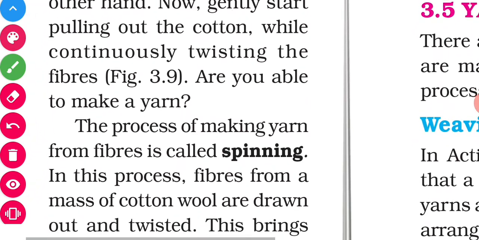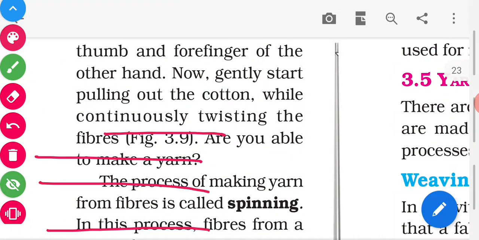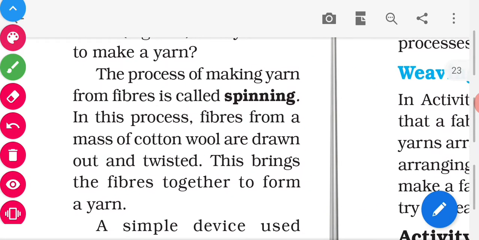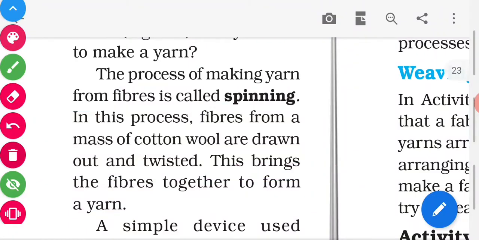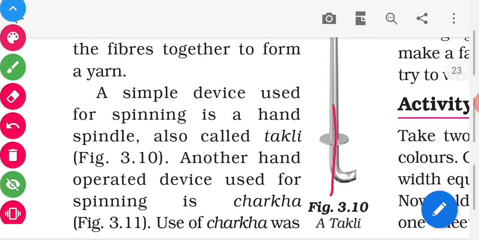How does it take place? It takes place with the help of an instrument that is known as the takli. This is the takli. So the process of making yarn from fiber is called spinning. In this, the very fine threads of the cotton are drawn and twisted, and so we get yarn. And this is a device known as the takli, which is mainly used for this process. A simple device known as the takli.